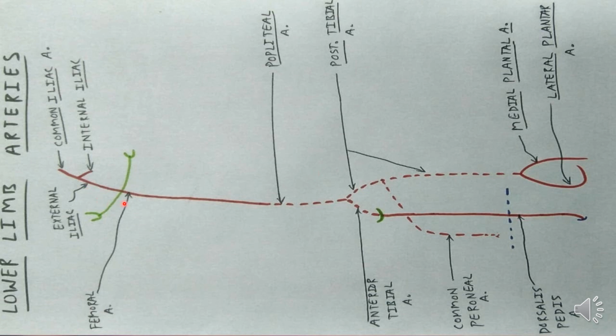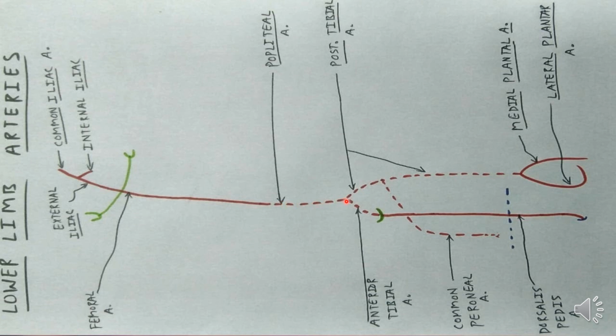The femoral artery is a branch of external iliac artery. The external iliac artery becomes femoral artery when it passes to the femoral triangle under the inguinal ligament. This is the inguinal ligament. It passes down. Then, behind the knee joint, in the adductor hiatus, it becomes the popliteal artery and passes posteriorly.